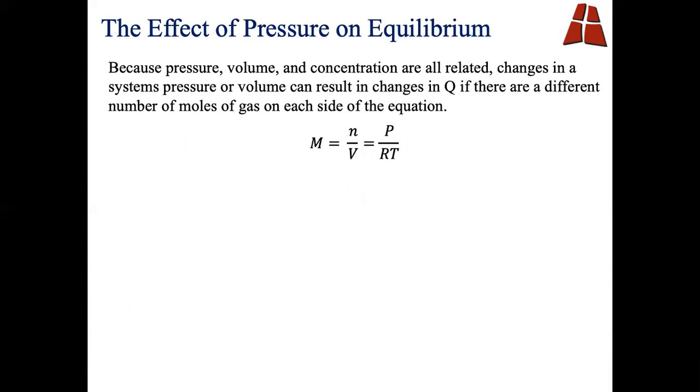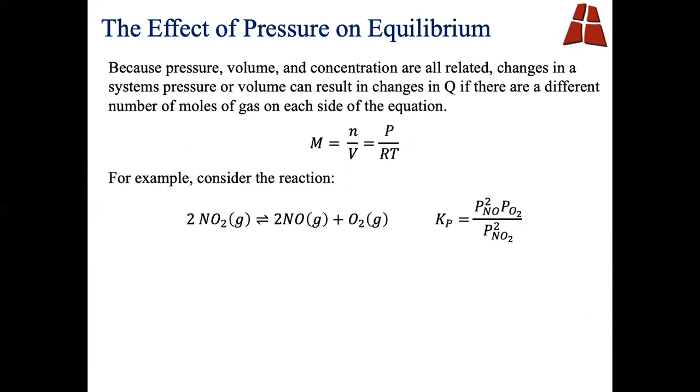We can also think about a stress on an equilibrium system being due to changes in pressure, because concentration and pressure are related through our ideal gas law. Any change in pressure can also result in changes in Q. If you consider this reaction here, where we have 2NO2 on our reactant side, and then we have 2NO and O2 forming on our product side, we could express our equilibrium expression in terms of the partial pressures for all of these chemicals using this expression here.